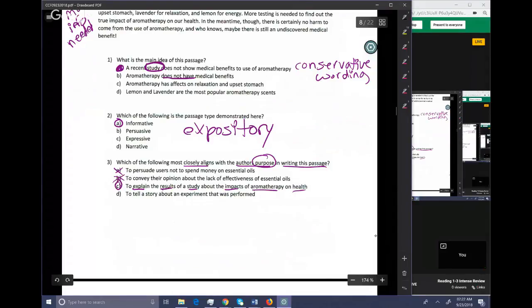D says to tell a story about an experiment that was performed. I put that there on purpose just to show you that it's actually not that hard for them to sneak something in there that's totally awkward. So this is saying to tell a story. Don't forget that these could actually correspond to passage types as well. I get questions about that sometimes, and there's not a perfect answer. The answer is kind of like both, neither.